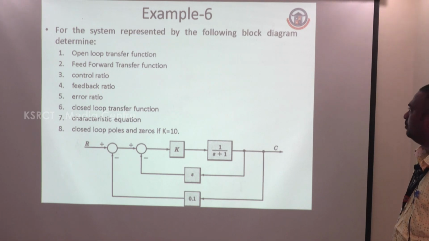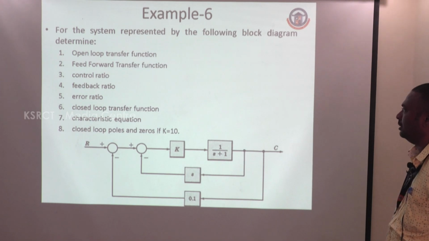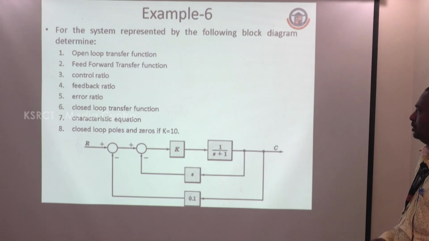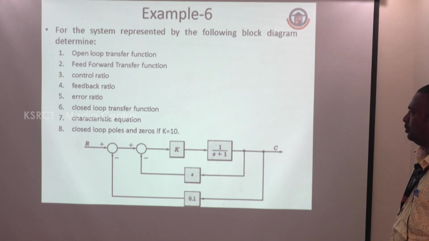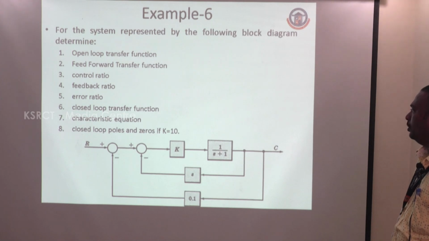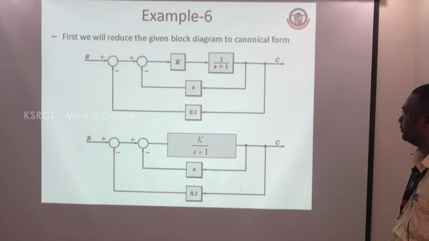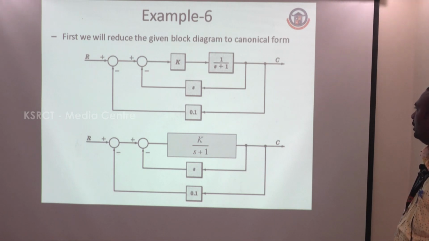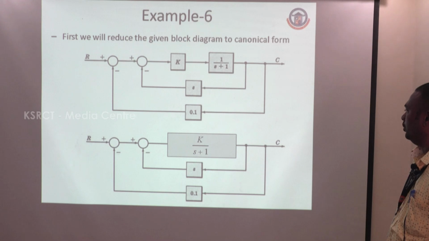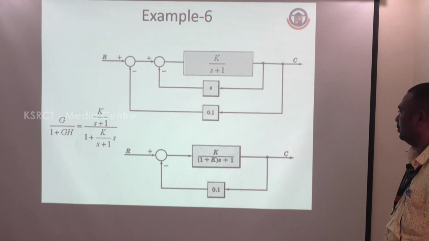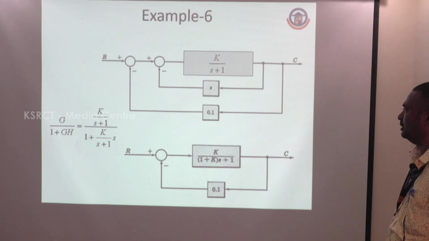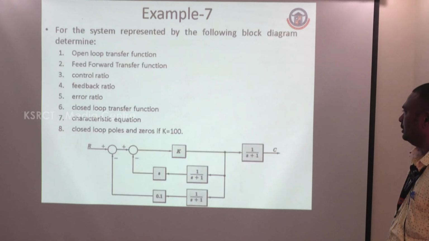For example 6, for the system represented by the following block diagram, determine the open loop transfer function, feedback transfer function, control ratio, feedback ratio, error ratio, closed loop transfer function, characteristic equation, and closed loop poles and zeros, with K equal to 10. We reduce the given block diagram to canonical form, that is K is multiplied by 1 divided by s plus 1. Next, s is the feedback function. So G divided by 1 plus G into H equals K divided by s plus 1, divided by 1 plus K divided by s plus 1 into s. Next, the 0.1 feedback function.